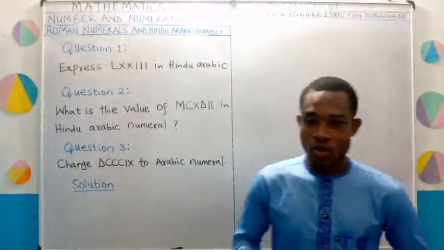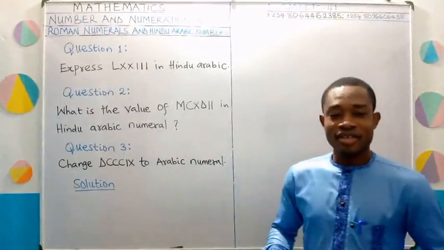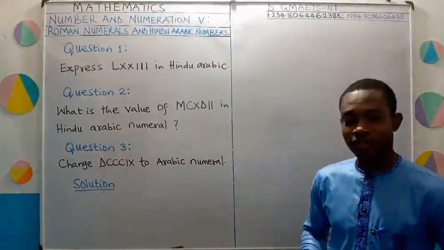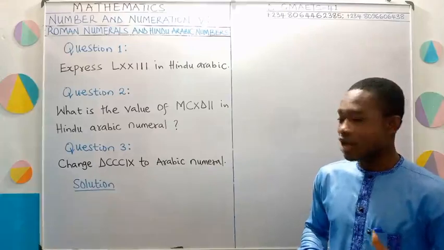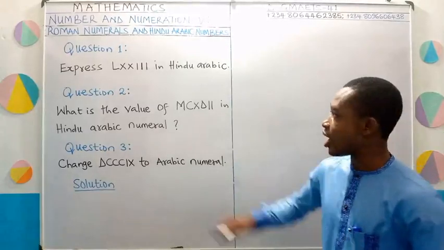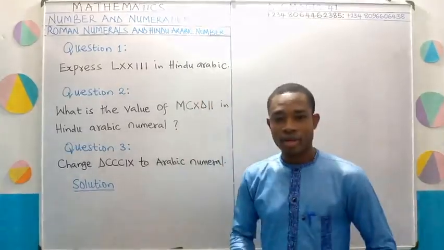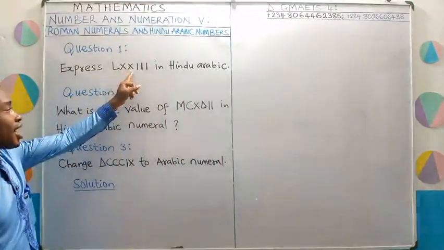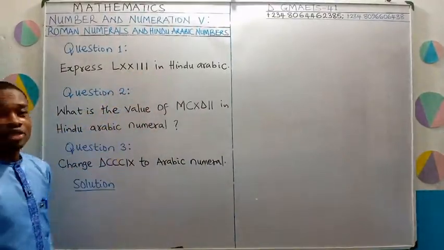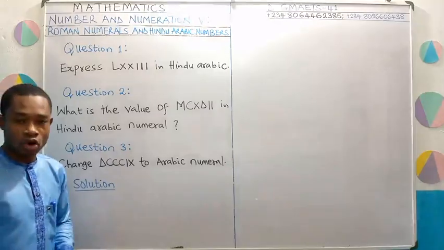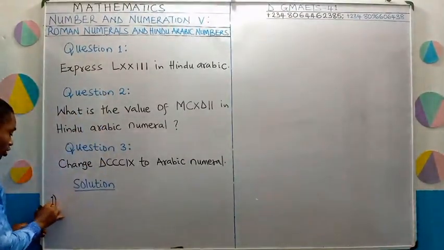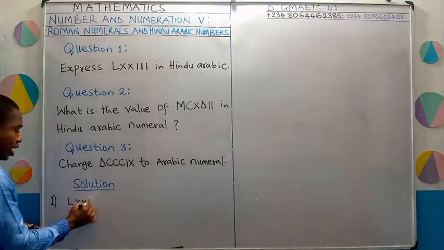In the following problems, we are going to write the given Roman numerals in Hindu Arabic form. We have 3 questions here on the board. The first one, express LXXI in Hindu Arabic. Let's take them one at a time. We go for the first question, right? LXXI, we are to express it in Hindu Arabic form. So how do we go about it? It's simple. Just come over here. We have L, XX, then I.